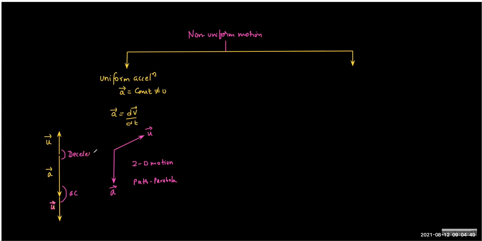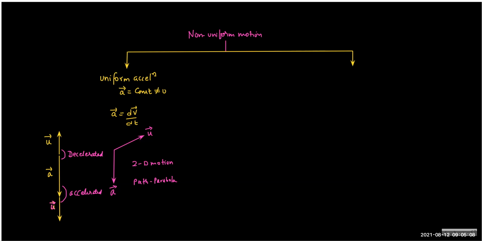Decelerated. And this is called accelerated. So both are acceleration, but when u and a are opposite, we call it decelerated motion. When u and a are in the same direction, we say accelerated motion.